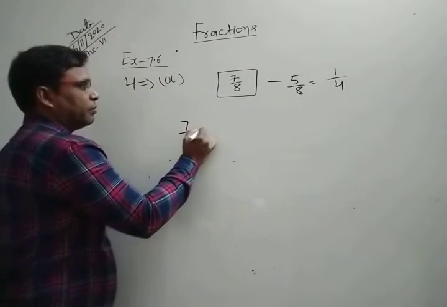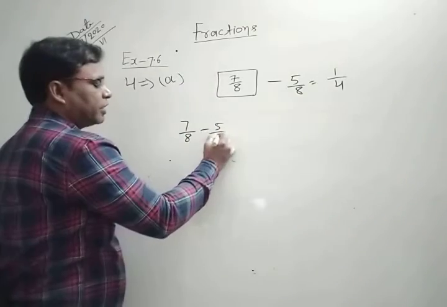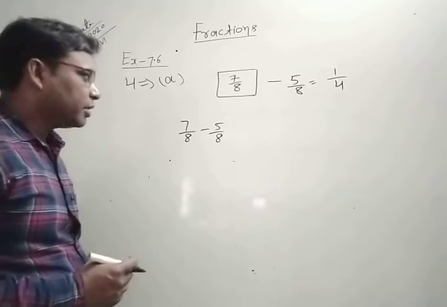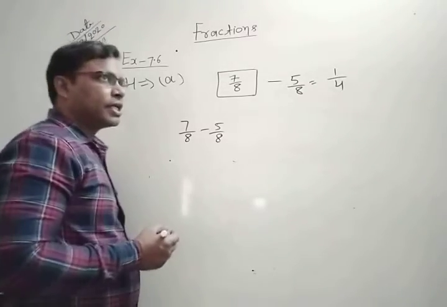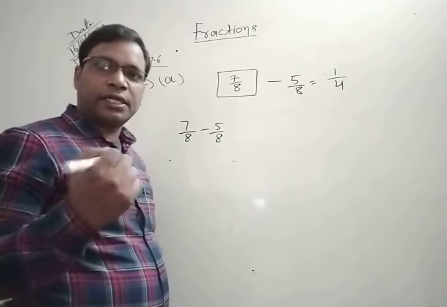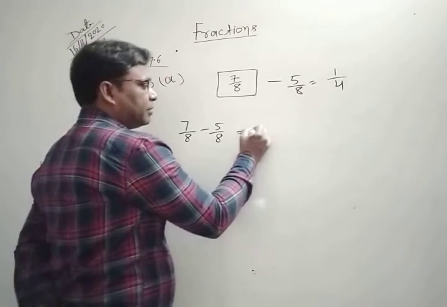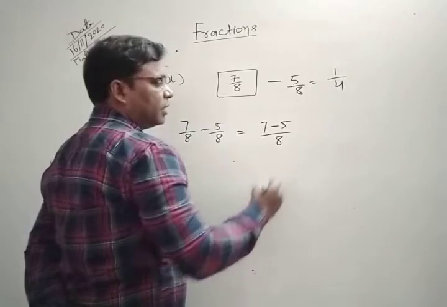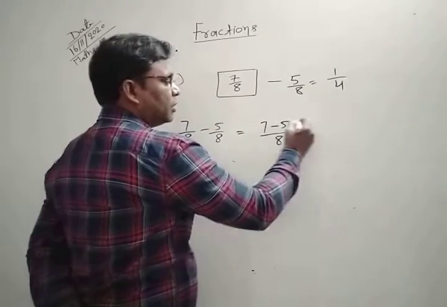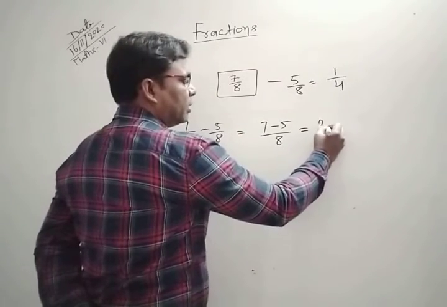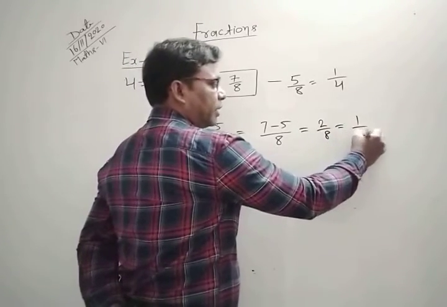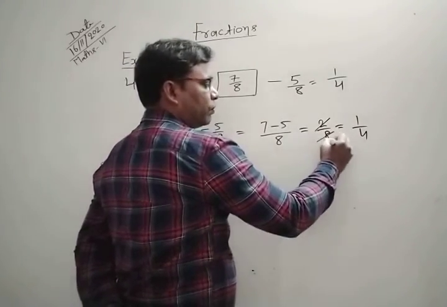7 by 8 minus 5 by 8. You can see here both fractions have the same denominator. They are like terms, so in the case of like terms, we only subtract their numerators. So you can write it as 7 minus 5 by 8. Clear? 7 minus 5 is 2 by 8. You can also simplify it: 2 ones are 2, 2 fours are 8.